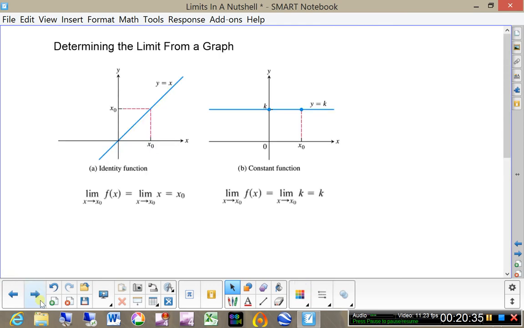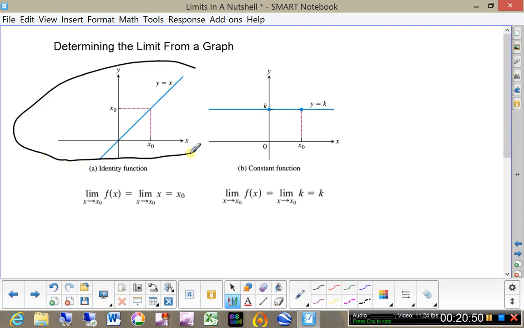Now, we're going to talk a little bit about determining a limit from a graph that you might create or somebody else might create for you. Let's look at this first simple graph. We want to find the limit as x approaches x naught, and in this particular case the function is y equal x. So you can see just by looking at the graph, the limit must be x naught.